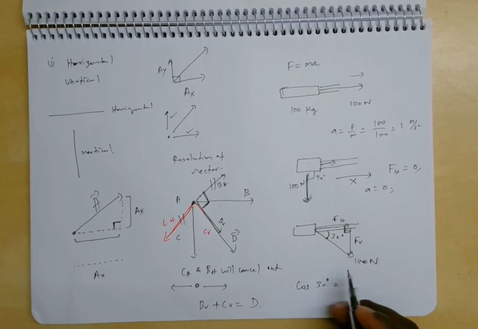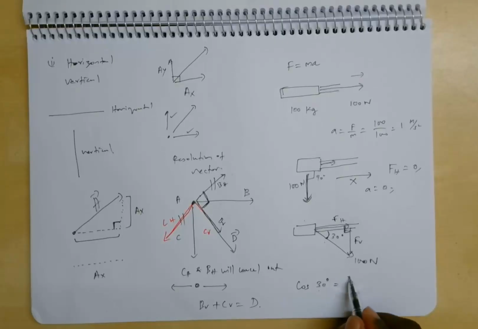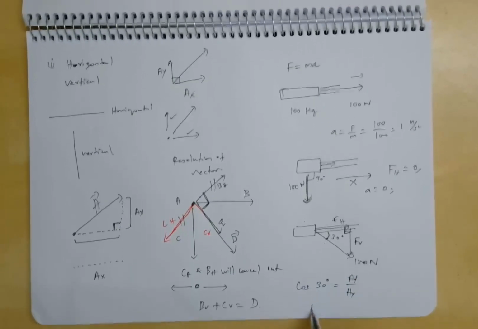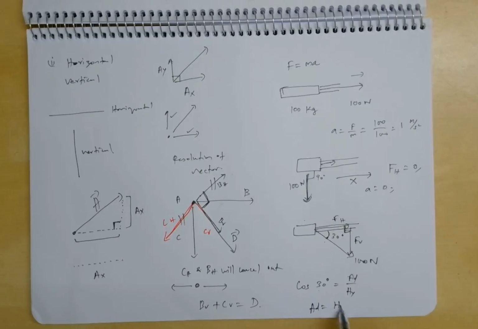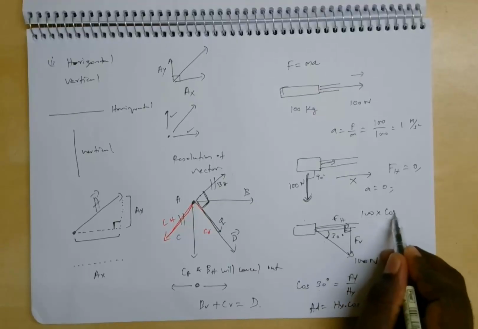That also we can do. Okay, now cos theta is adjacent by hypotenuse, or hypotenuse by adjacent, or adjacent by hypotenuse? Yeah. So adjacent is hypotenuse into cos 30 degrees. So this will be 100 into cos 30.